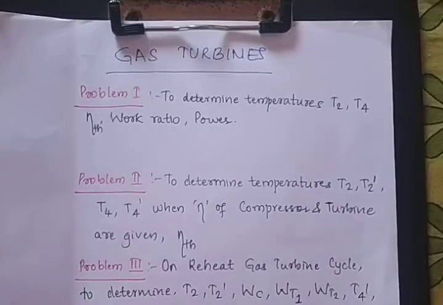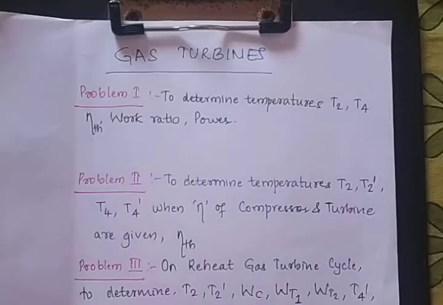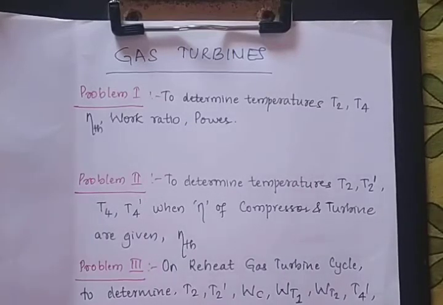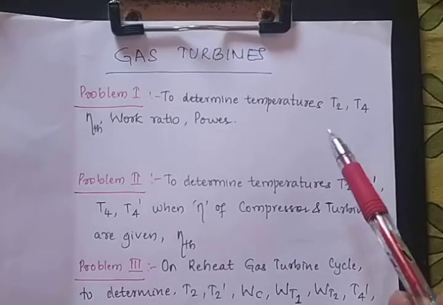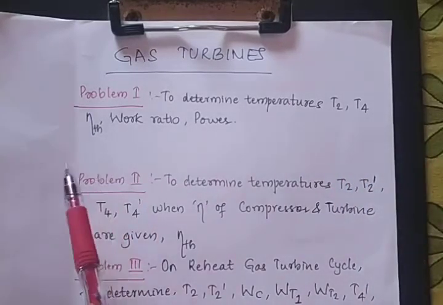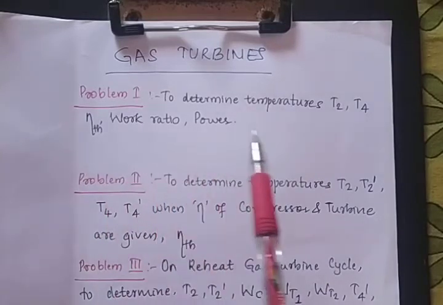Good morning. Let us continue our discussion on solving the problems on gas turbines. We will see what we have done in the previous 3 sessions and then move forward. We have solved 6 problems on gas turbines. So in the first problem, we have determined the temperatures T2, T4, then thermal efficiency, work ratio and power.